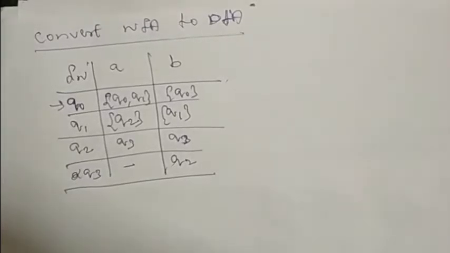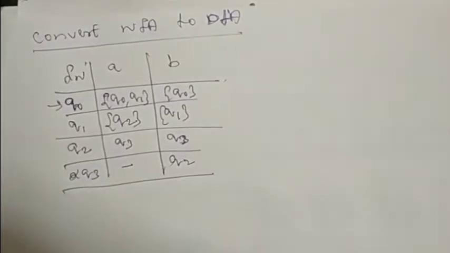So welcome to the video lecture series on theory of computation, and in today's video lecture we'll be learning about how to convert an NFA to DFA. Here the problem is actually given in a tabular form. The first step is to find the delta dash for each and every state which is connected here.